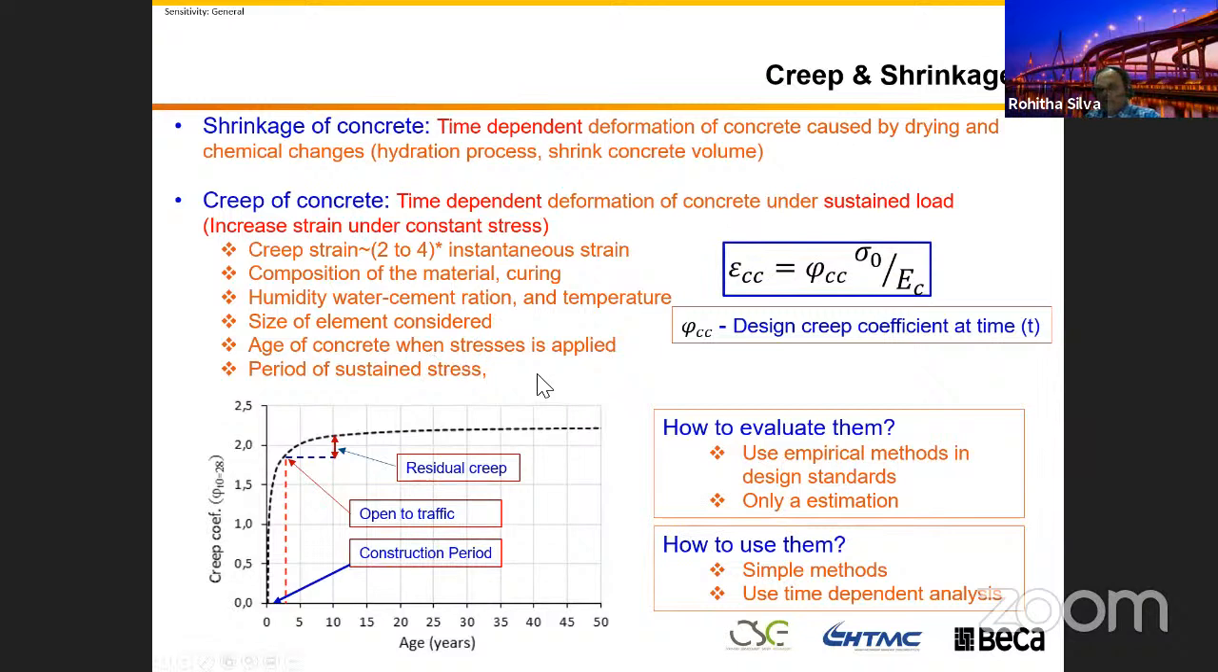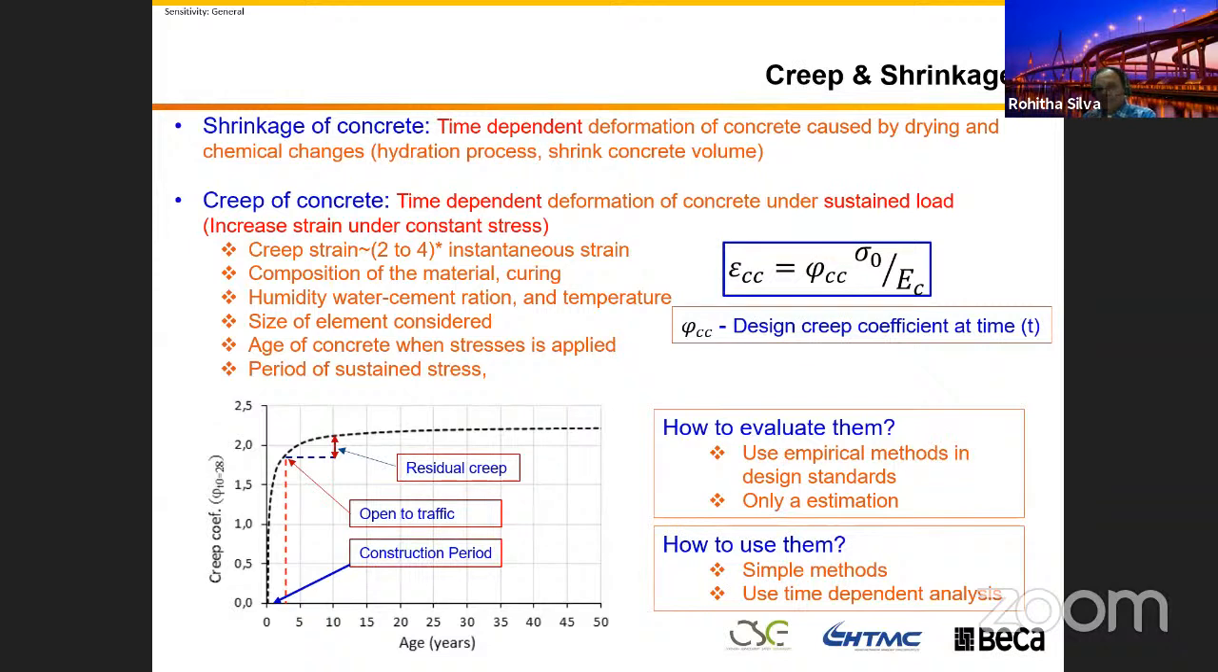Creep is the other way around. Creep is a time-dependent deformation of concrete under sustained load. So what happens is the strain increases under constant stress. You know, when we were designing post-tension or pre-stressed concrete structures, we got the opposite, which we call relaxation as well. So it's very important. For example, most of the bridges we design as a composite structure, the steel concrete or concrete we design as a composite.